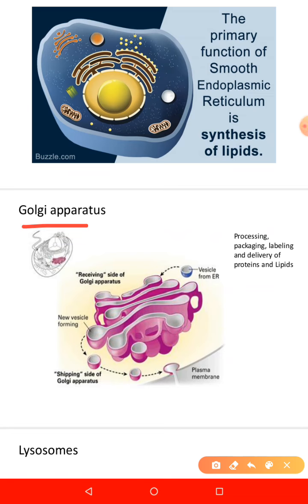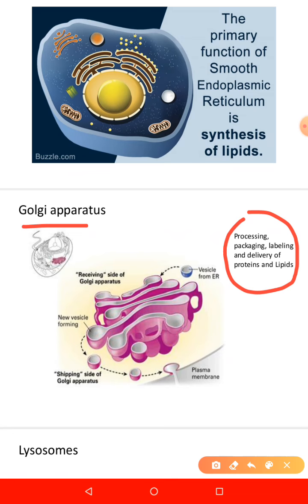The Golgi apparatus, the key thing you need to remember is that it is involved in processing, packaging, labeling, and delivering of proteins and lipids. It is involved in processing. What do we mean by processing? Vesicles containing glycoproteins and lipids are transported into the Golgi apparatus. And here, the glycoproteins and lipids are modified and processed.